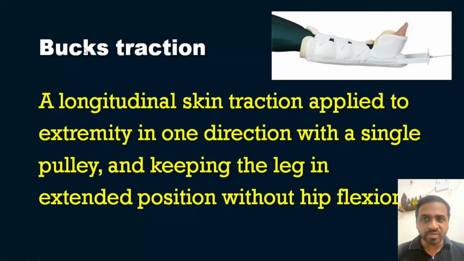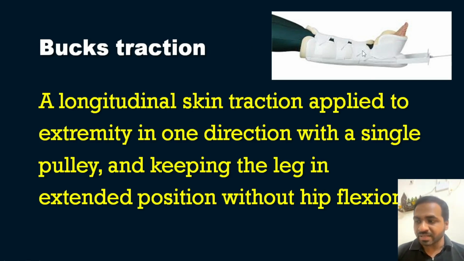Now the other option was Buck's traction, and this is the picture of Buck's traction. It is a longitudinal skin traction applied to the extremity in one direction with a single pulley, keeping the leg in the extended position without hip flexion. So hip flexion won't be happening here, and the legs will be completely extended. It is a single pulley skin traction, known as Buck's traction. You can see here.